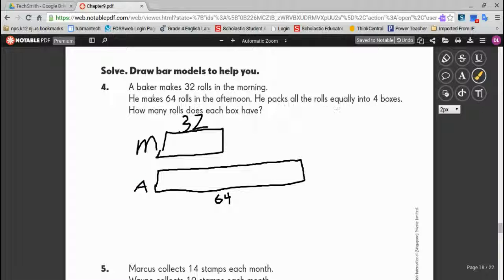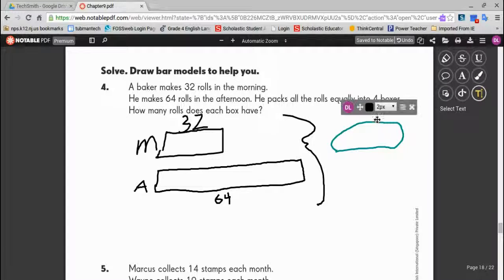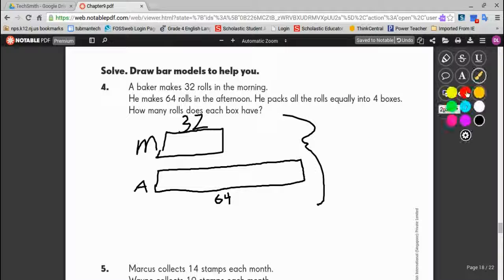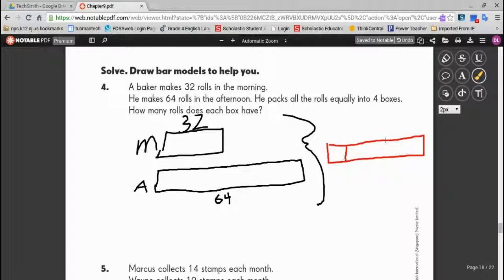He packs all the rolls equally into 4 boxes. So he's going to put these together and he's going to split them up. I'm going to put a circle over here. And he's going to split these up into 4 boxes. Let me make that better. So he's going to put those two together, and I'm going to make a bigger bar model. And he's going to split these up into 4 boxes. 1, 2, 3, 4. How many rolls does each box have? So I'm trying to figure out how many one of the box has.